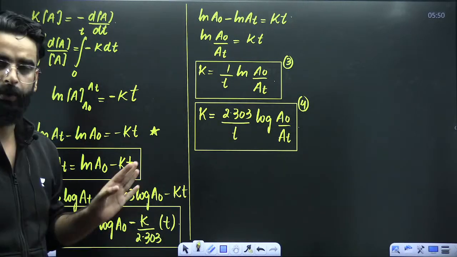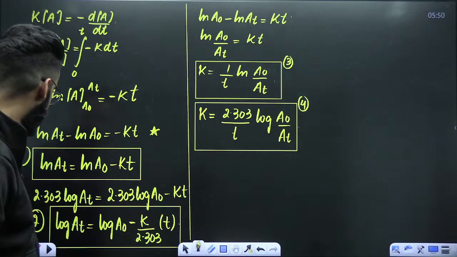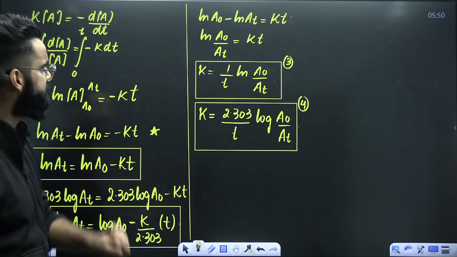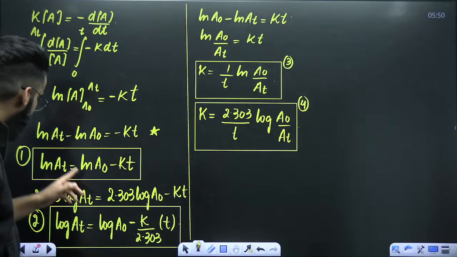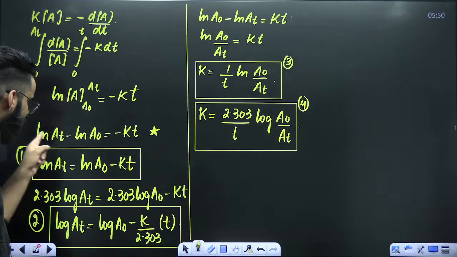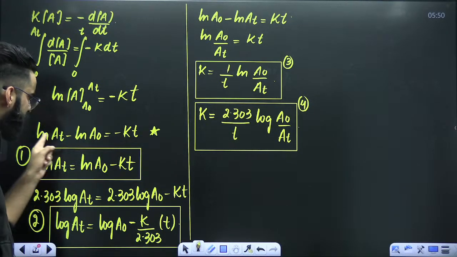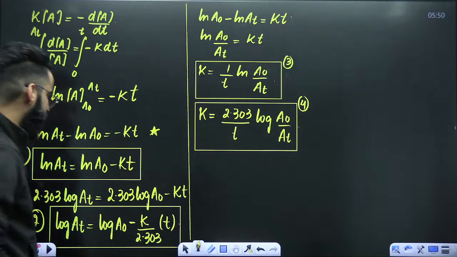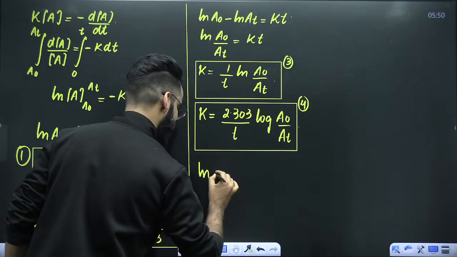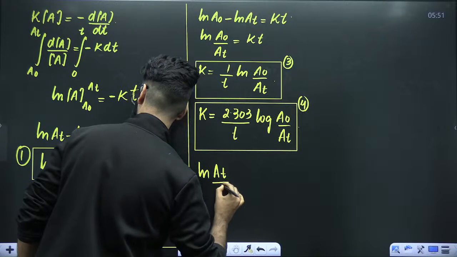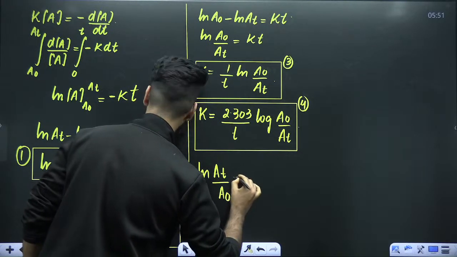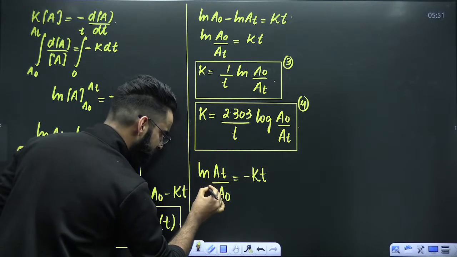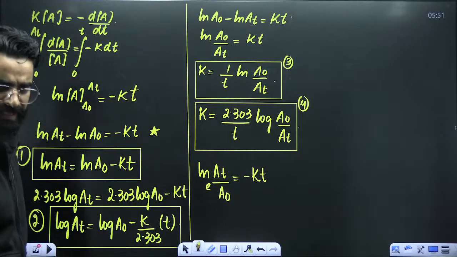Is that it? No, that's not it. There is one more way, guys. Try to understand what exactly I'm going to do. If you look at this particular result, the star one, ln m minus ln n is going to come as ln of m divided by n. So it's going to be ln of At divided by A naught is equal to minus kt, right? The base here is e.